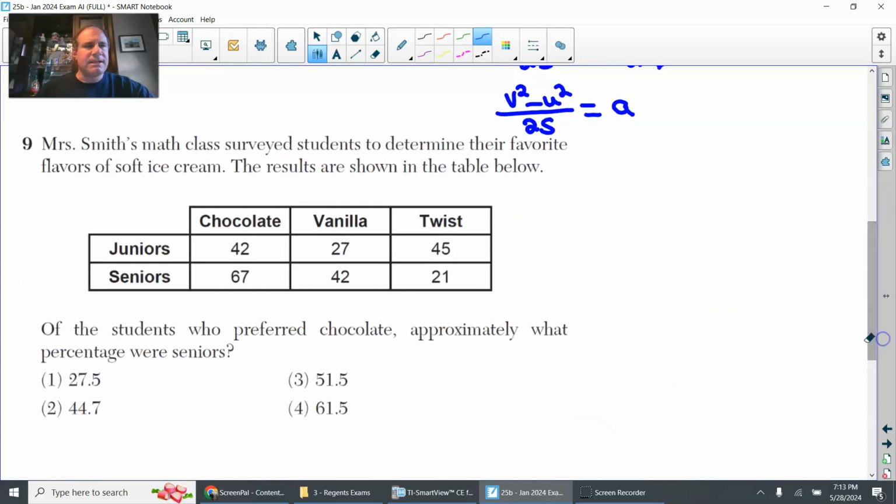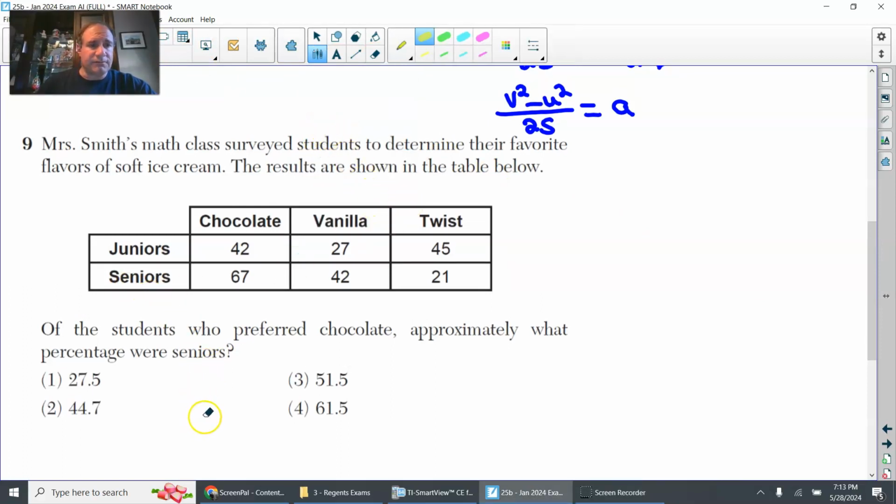All right, a two-way table. Mrs. Smith's math class surveyed students to determine their favorite flavors of soft ice cream. Of the students who preferred chocolate, approximately what percentage were seniors? So first off, you just have to add 42 and 67.